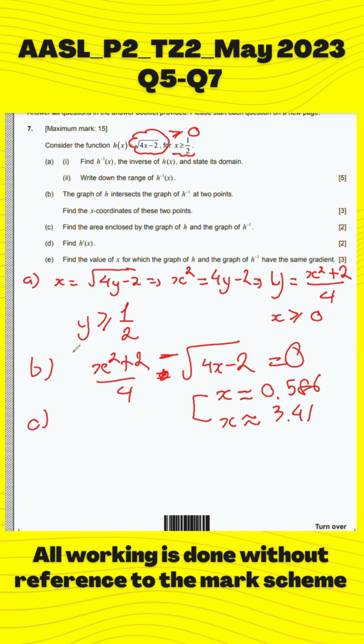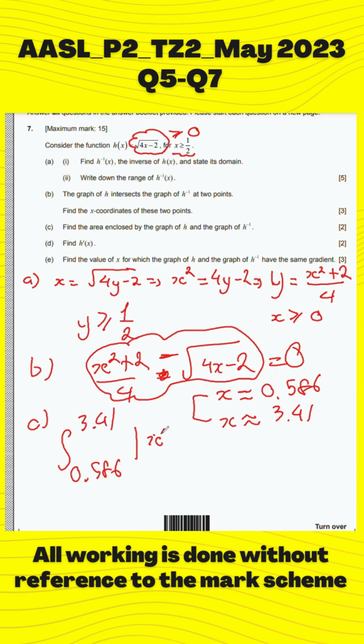C, find the area enclosed by h and its inverse. It will be the integration from 0.586 to 3.41 of the absolute value of this one: x squared plus 2 divided by 4 minus the square root of 4x minus 2, dx. It will be nearly 1.89.